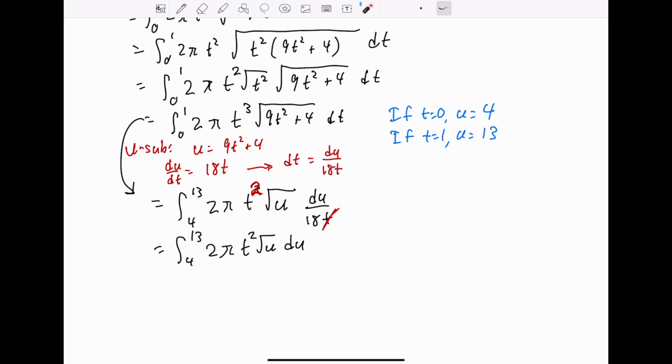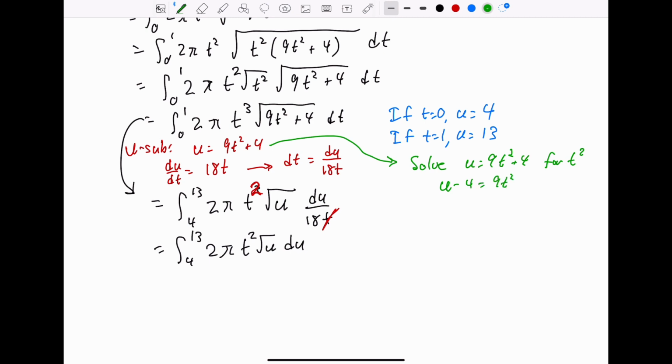Sometimes this would tell us that we did the wrong substitution or we did the wrong technique, but in this case, we can actually salvage the problem. Notice that u has a t squared in it. We're going to take this expression for u and solve for t squared. So we're going to solve u equals 9t squared plus 4 for t squared. We'll take that expression for t squared, it'll be in terms of u, and we'll put it into the integral. So u minus 4 equals 9t squared. So t squared equals u minus 4 divided by 9.